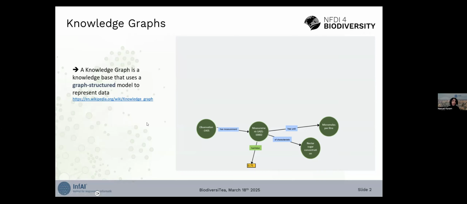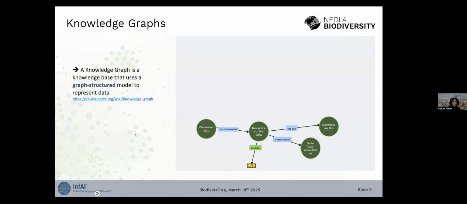So I will start by saying what knowledge graphs are. This is a definition from Wikipedia. A knowledge graph is a knowledge base that uses a graph structured model to represent data. For instance, here you can see a knowledge graph about observations. An observation has a measurement. A measurement has a unit, for instance, here micromoles per liter. And it's a measurement of the characteristic nectar sugar concentration, and it has a value 0.75.